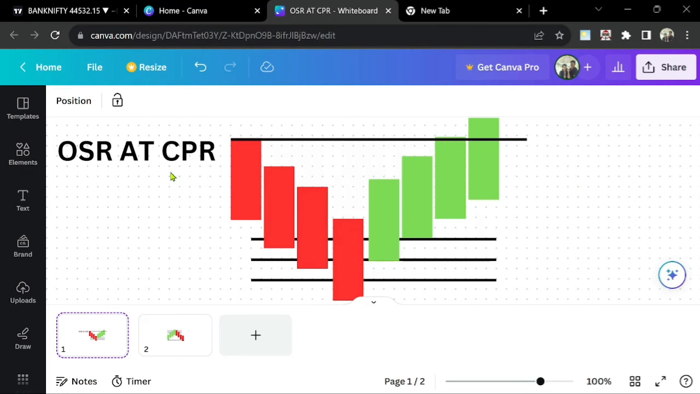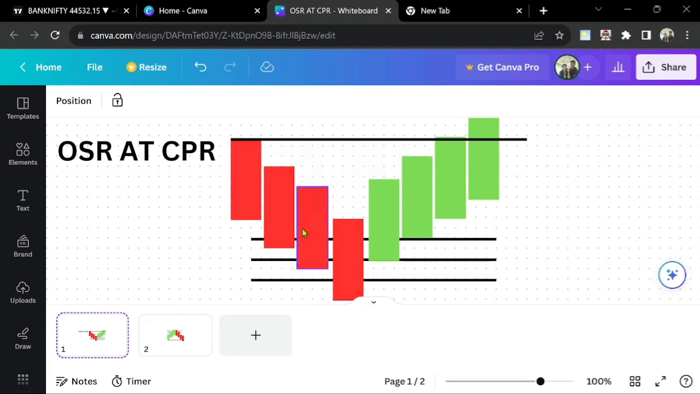This mostly works when the previous day is a downtrend day, because from the top the candles should move down and it should have a bearish close. After a bearish close, the next day, if there is an OSR at CPR, you can definitely expect this type of move. Most of the time you can identify this pattern and it will give a huge move on the upside. Okay, next I will tell the logic behind this.